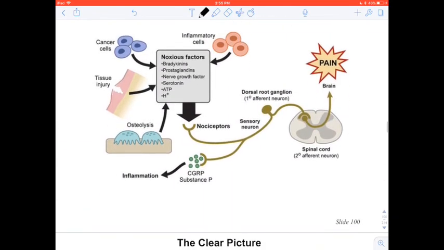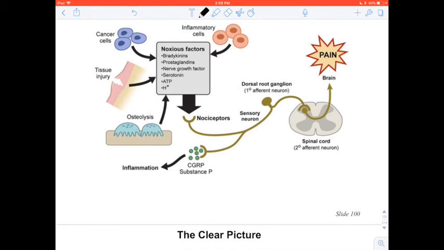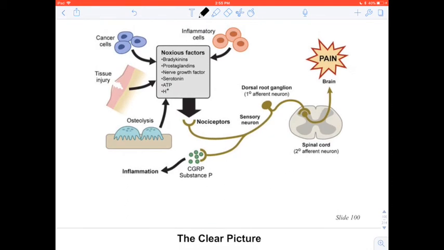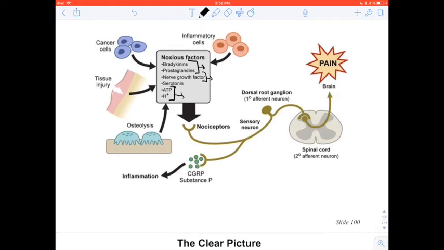So we should note bradykinins and prostaglandins both cause pain. We have certain growth factors that cause pain. And then things that come from inside of cells, right? So anytime you have lysing of cells, that's not good. ATP shouldn't be floating around in your blood. If we have ATP extracellularly, it's actually going to activate those pain sensors because it tells us that tissue's probably been damaged. And same thing with these hydrogen ions.